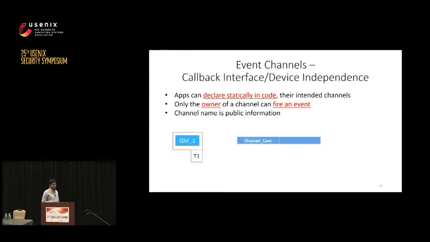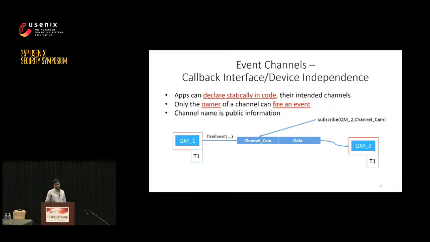So another quick example, we have our same QM1 that has some sensitive data labeled T1. And then we have a subscriber QM that can issue a subscribe call by specifying the public name of the channel, and then it can name a QM for callback. So then later on, QM1 can issue a fire event specifying the name of the channel, and this results in this data flowing through the channel and being delivered to the QM2, and the taint label will automatically be inherited by QM2. We support multiple such channels, and multiple subscribers can be on a single channel.